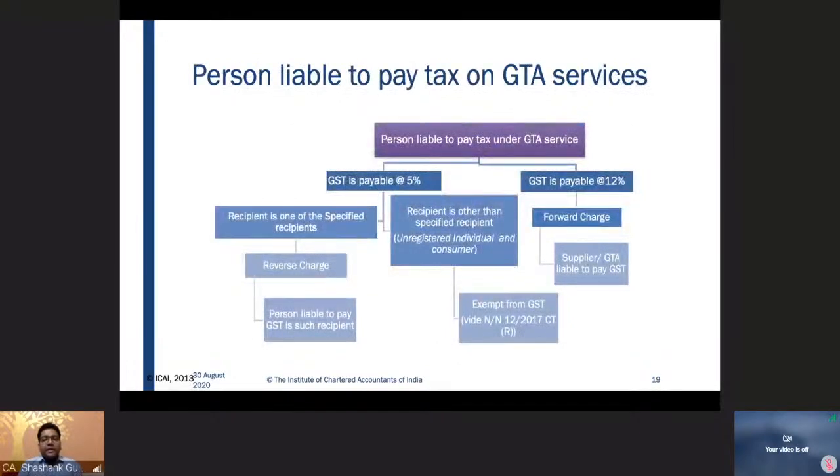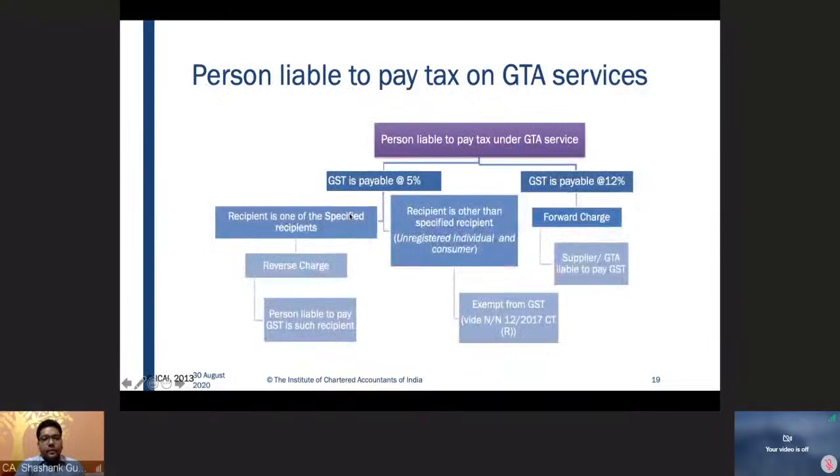Now for GTA, there is this summary chart, like we had prepared one for import of service. Similarly, there is a summary chart for GTA service. For GTA service, first, if the GST is paid at the rate of 12%, then the tax will be applicable on forward charge basis, and the supplier GTA will be liable to pay the applicable GST.